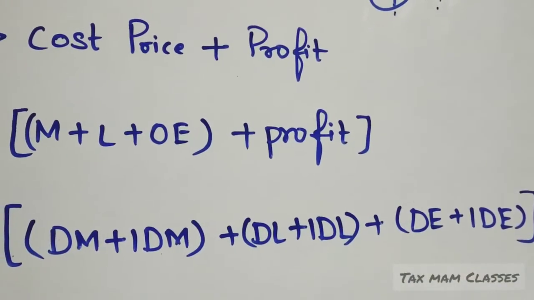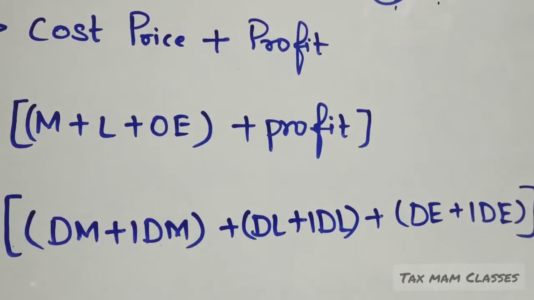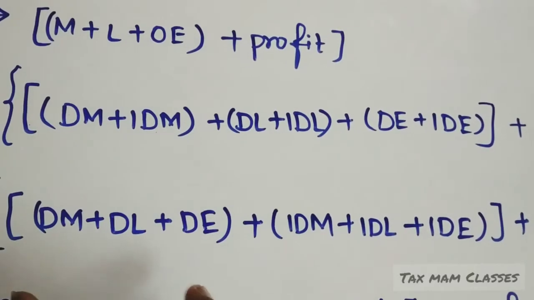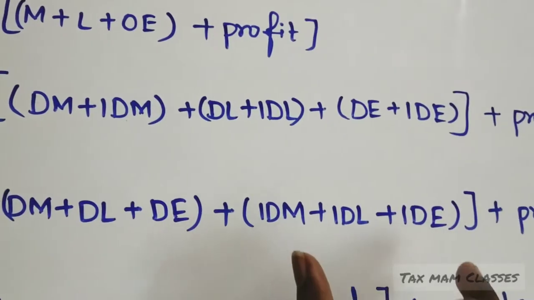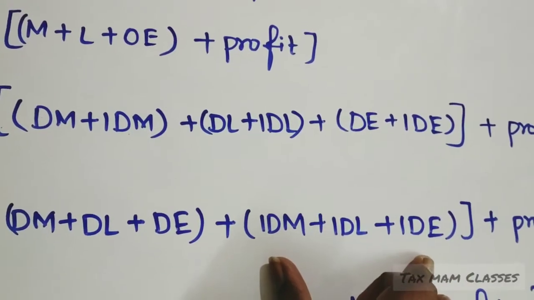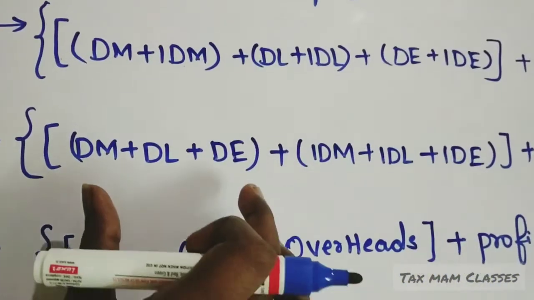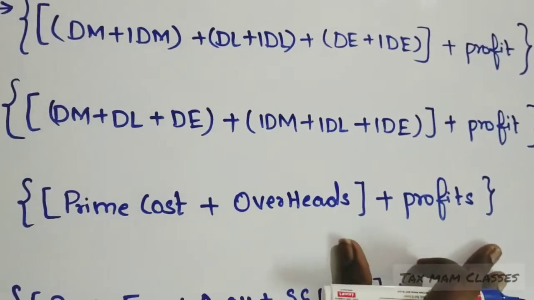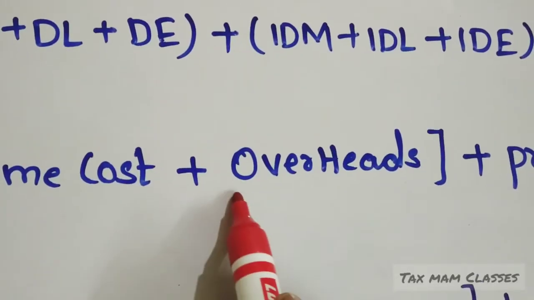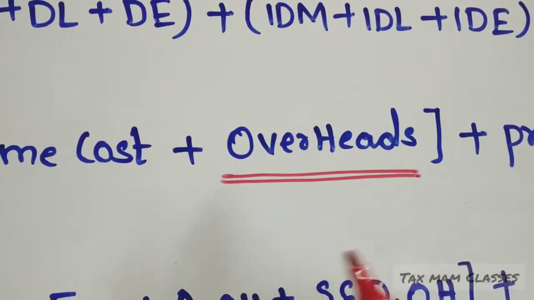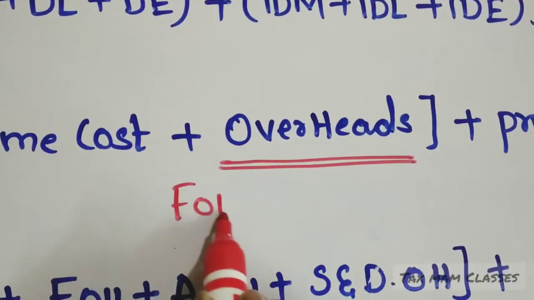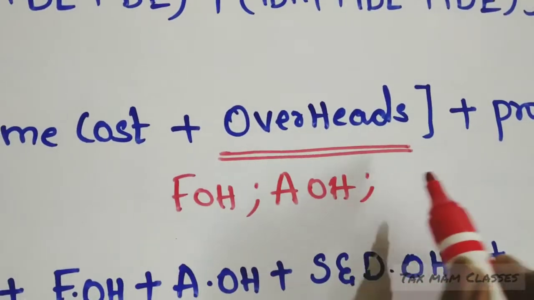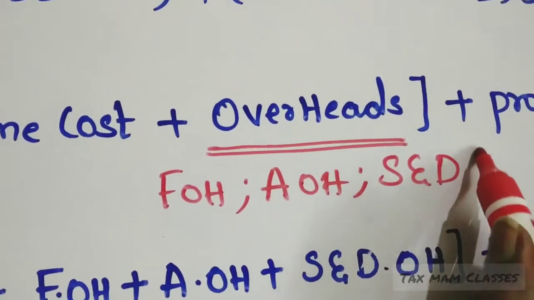The overheads are again divided into three different categories. I will explain now. Here I am writing all the direct cost in one place, all the indirect cost in another place, plus profit. So all this will be called prime cost plus overhead plus profit. This overhead is again divided into three categories: factory overhead, administrative overhead, and the last one, selling and distribution overhead.